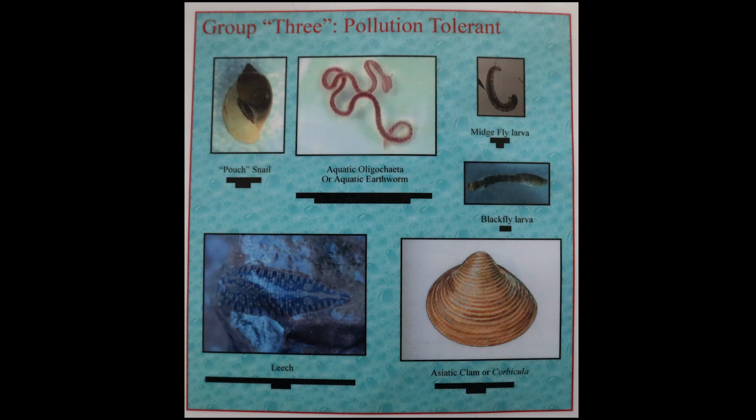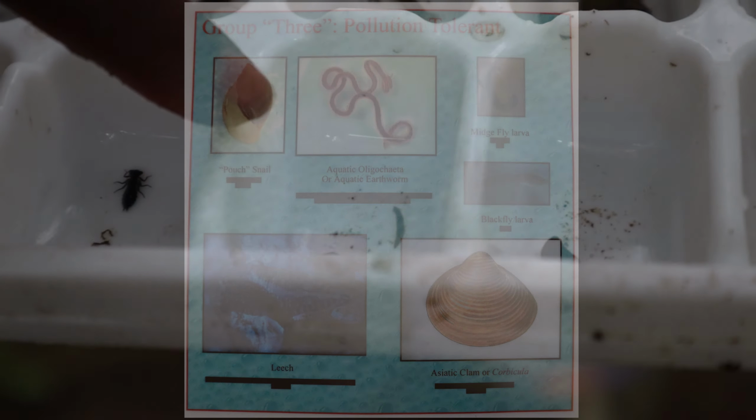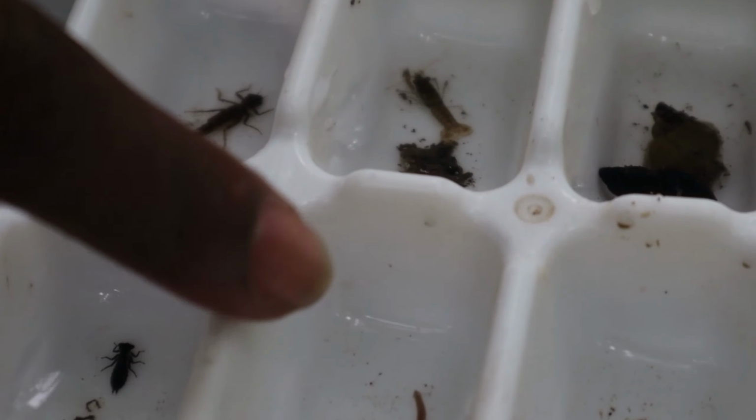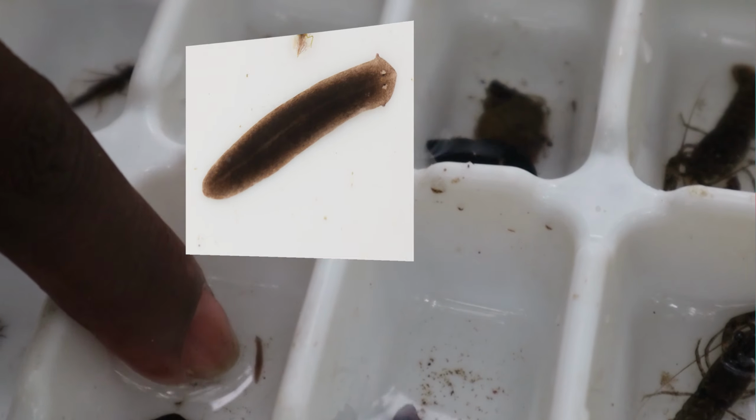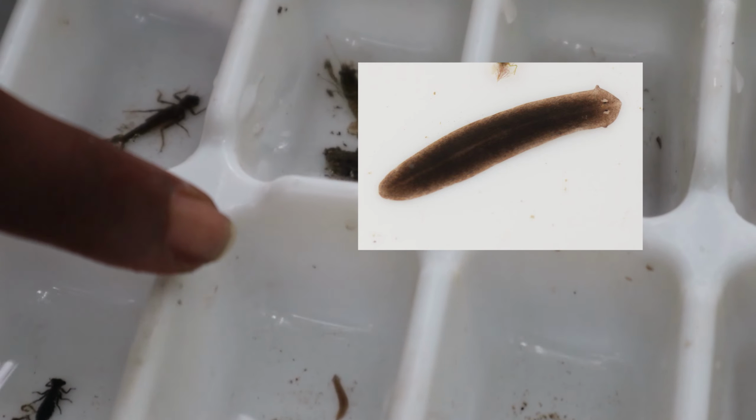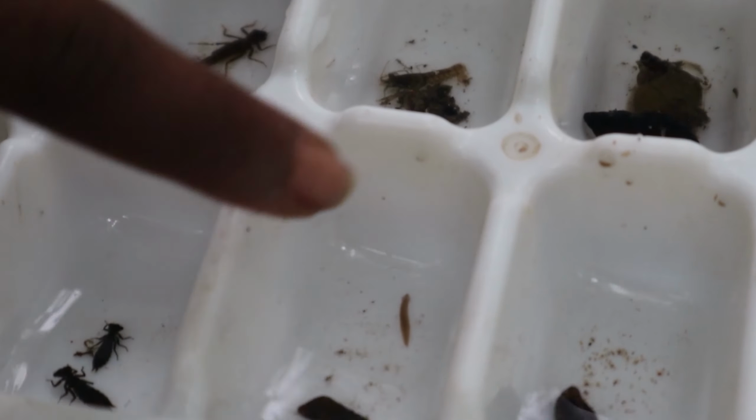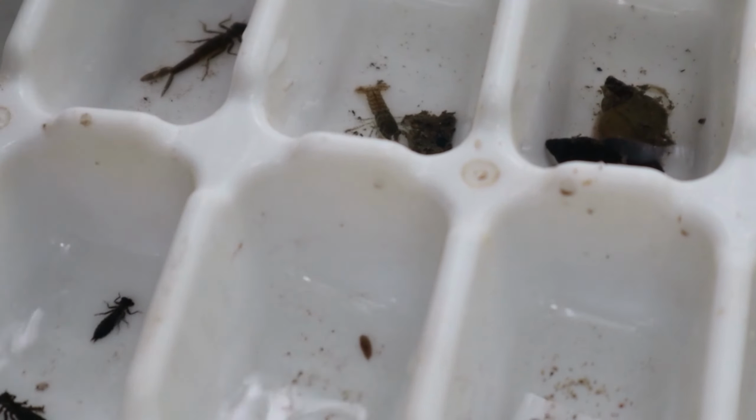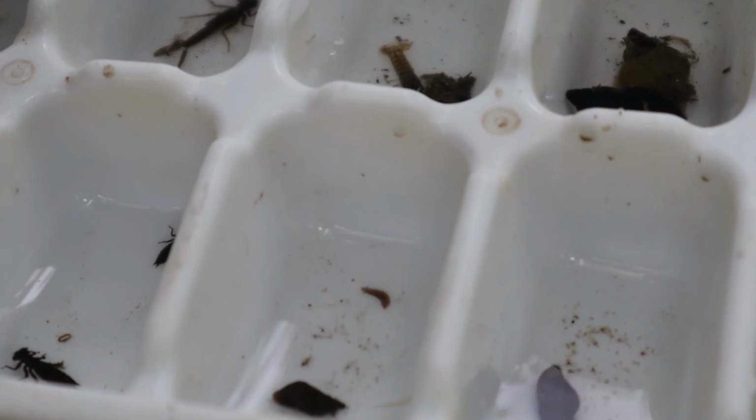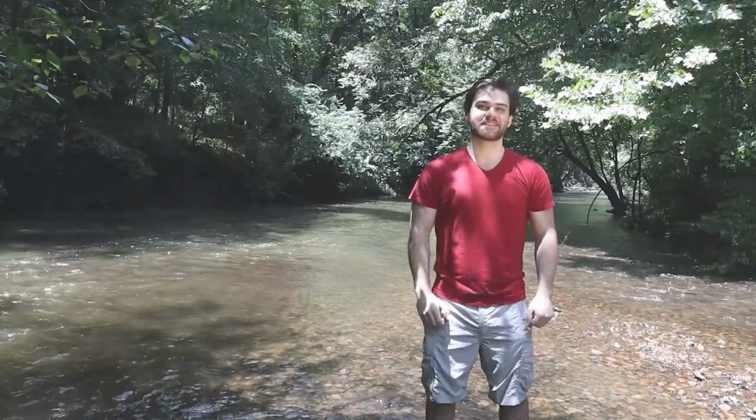We found 2 creatures that are pollution tolerant enough to belong in group 3. This guy right here is a flatworm. Planaria is what we call it. You can find those too. You see it wiggling around. Give it some more time to show you. Let me see if I touch it. Boom. There it goes.